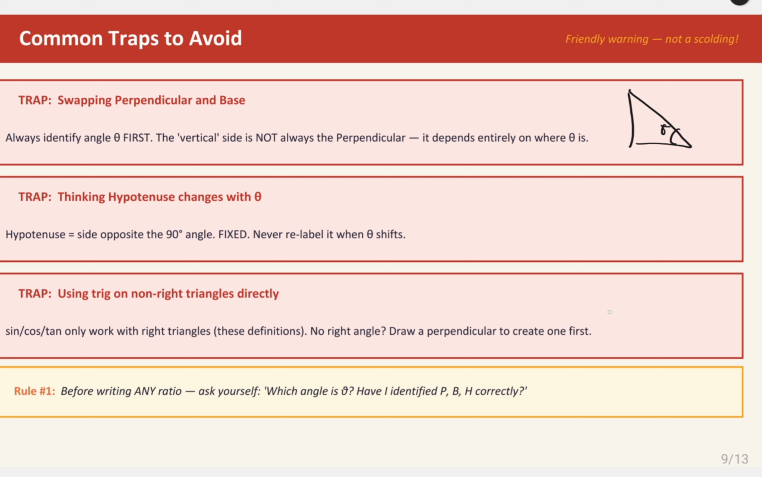That's it. Now trap 3, applying trigonometry to non-right angle triangles. Whatever ratios we are learning, sin theta, cos theta, tan theta, only work for the right angle triangle. That's why you have seen in the questions also, we are only using right angle triangles. For other triangles, you need the sine rule or cosine rule. This is of a higher level, you don't need to understand it right now. But if we are talking about trigonometry, you should have a right angle triangle. If you don't see one, first check if you can draw a perpendicular to create one.